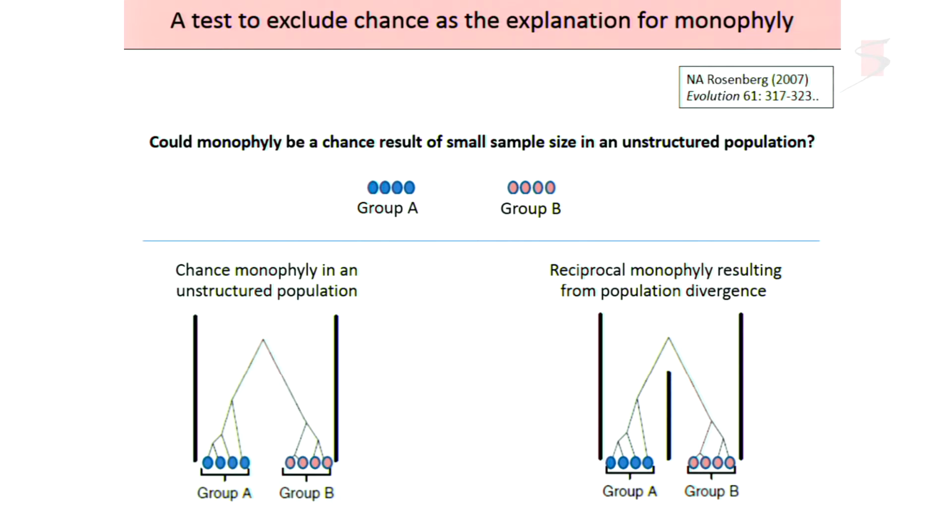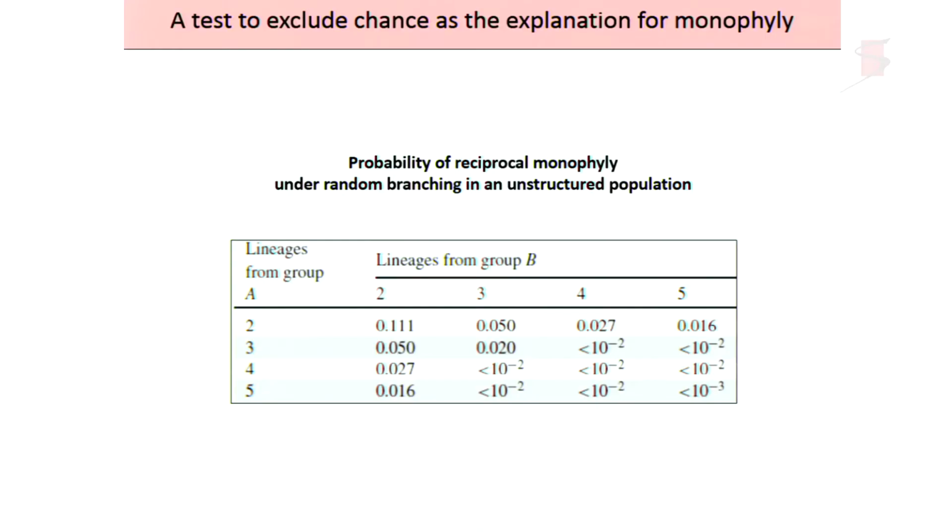But it's also possible that there could be an unstructured population, and if we just make a random genealogy from those 8 lineages, we might happen to get one that's reciprocally monophyletic. So this could apply to any observation of reciprocal monophyly or monophyly of one group: it could be the result of a small sample size and chance branching in an unstructured population. So we had all the calculations in order to develop a little statistical test. So here's the probability of reciprocal monophyly under random branching in an unstructured population for different sample sizes.